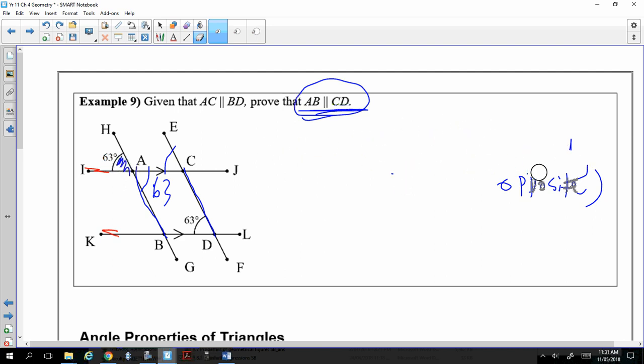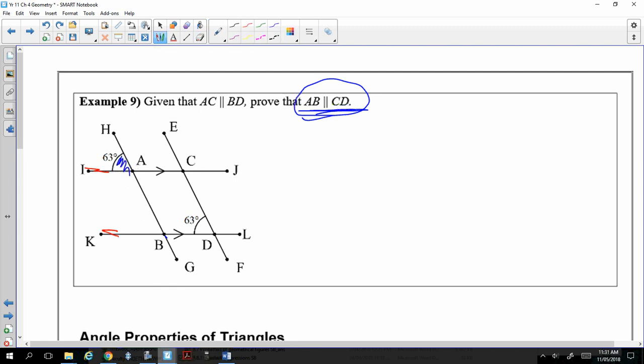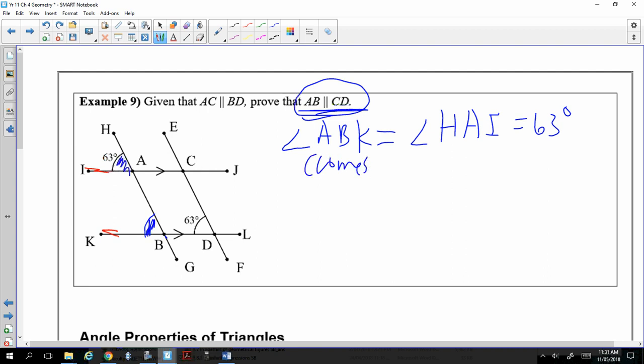Okay, so what we're going to do is to find this angle. So you say angle ABK equal to angle HAI, which is 63 degrees. These will be called corresponding angles on parallel lines. So in geometry, it involves a lot of experimentation. If one path doesn't work, you try another path. So you get corresponding angles on parallel lines.